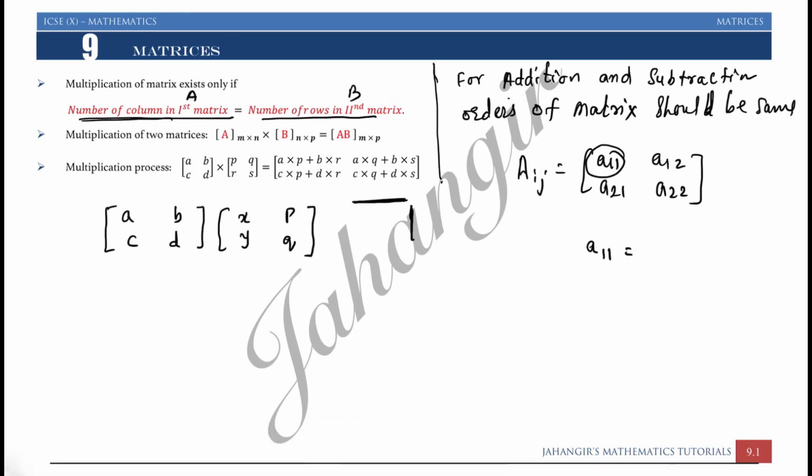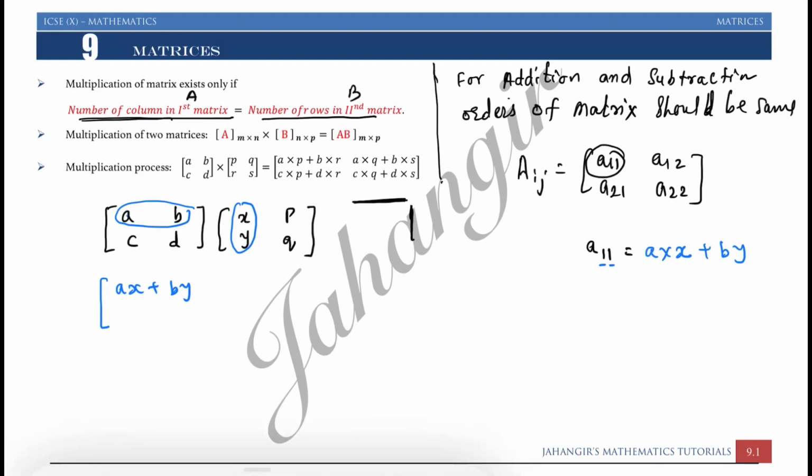The first row is this and the first column is this. You have to multiply this part for the first term. So let me write the first term A11 as A into X. We are multiplying A with X, AX, plus B with Y, BY. This will become the first row, first column term.